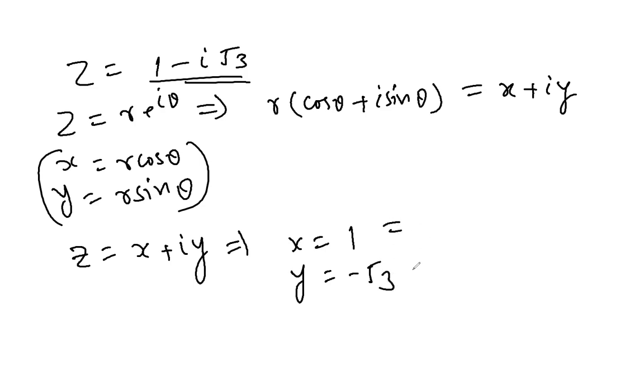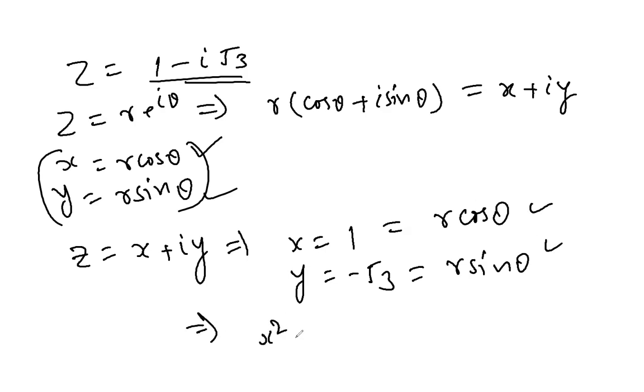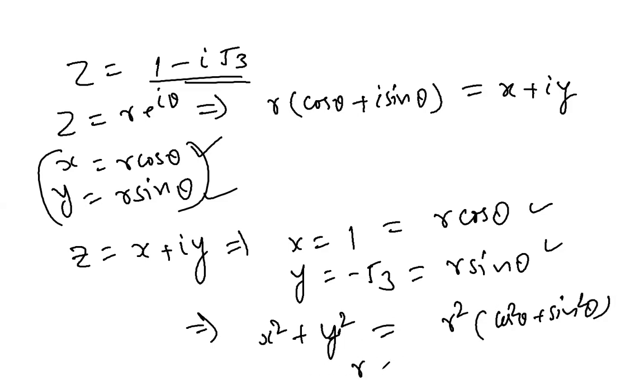Now we can put these values in the polar form, which is r cos theta and r sine theta. Now if you square these two terms and calculate the magnitude, x square plus y square is simply r square times cos square theta plus sin square theta. And if you take the square root of this, that will give you the distance r equal to square root of 1 plus 3, which equals 2.